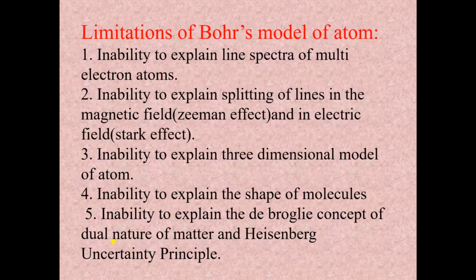Now next is limitations of Bohr's model of atom. So Bohr's model of atom was unable to explain the line spectra of multi-electron atoms. That means this model was only for the hydrogen atom and hydrogen-like species. Hydrogen-like species like helium positive, lithium 2 positive. Those species which have only one electron. Second, it was unable to explain the splitting of lines in the presence of magnetic field and electric field. You see, these lines in the presence of electric and magnetic field split further into a number of lines. So Bohr's model of atom was unable to explain the reason.